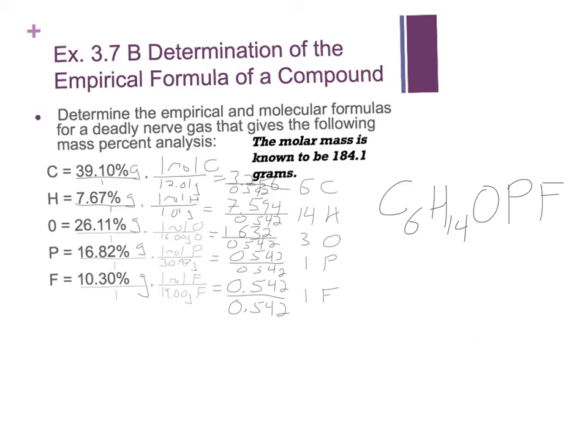We get the molar mass of that, we add it all up, and it's 184.17 grams per mole. And we see that it matches the known molar mass is 184.1. This empirical formula is both the empirical formula and the molecular formula, which is really common because it's not reducible.